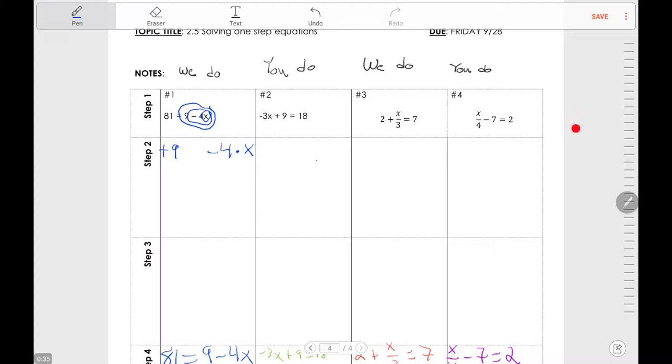Okay, so how are we going to get rid of these? Remember, we want x by itself. So instead of adding 9, we're going to do the opposite, that is -9. And remember, this is our first layer. The 9 is on the outside layer, so we're going to do that first. And how are we going to deal with this -4 multiplied by x? Well, what's the opposite? It is division by 4. So that's our second layer. Let's put a 2 next to that.